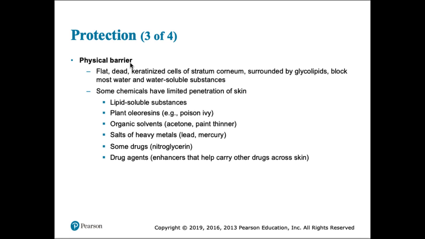And then, of course, I mentioned the physical barrier a minute ago. Flat, dead, keratinized cells of the stratum corneum, surrounded by glycolipids. Some chemicals do have limited penetration of skin, things like lipid-soluble substances, plant oleoresins, that's things like poison ivy. Some organic solvents like acetone and paint thinner, salts of heavy metals like lead and mercury, drugs like nitroglycerin, and other agents which help carry drugs across the skin. So some things can go across, but it serves as a barrier for most things.